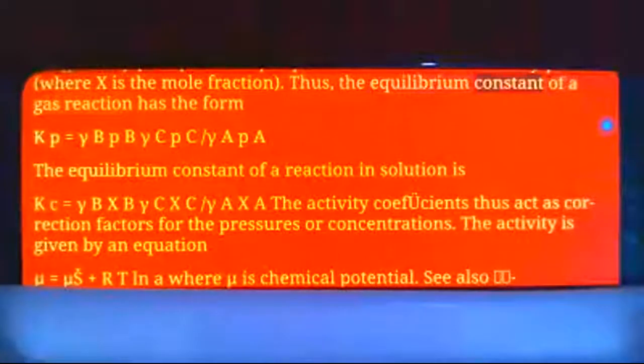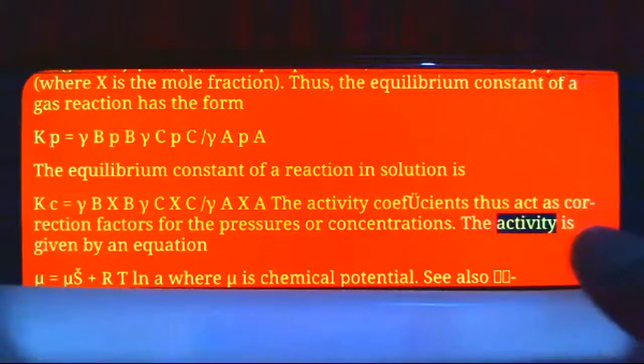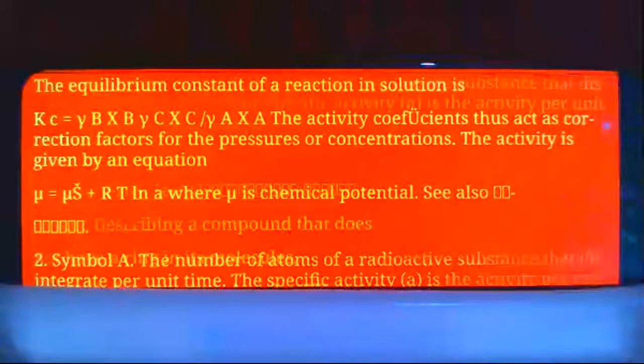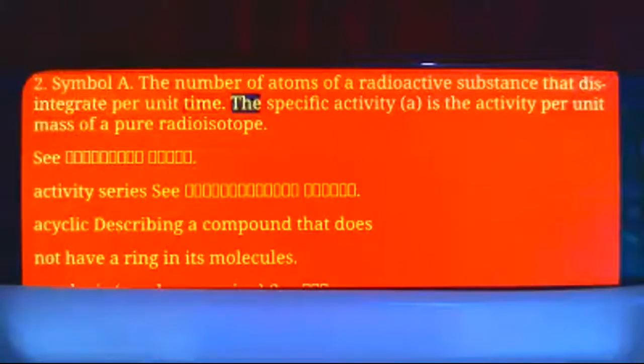Thus, the equilibrium constant of a gas reaction has the form Kp = γB PB γC PC / γA PA. The equilibrium constant of a reaction in solution is Kc = γB XB γC XC / γA XA. The activity coefficients thus act as correction factors for the pressures or concentrations. The activity is given by an equation: μ = μ° + RT ln a, where μ is chemical potential. See also fugacity. 2. Symbol A: the number of atoms of a radioactive substance that disintegrate per unit time. The specific activity is the activity per unit mass of a pure radioisotope.